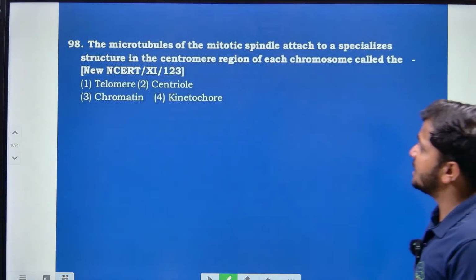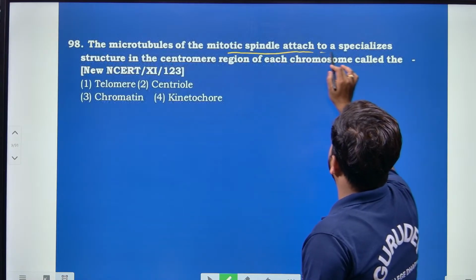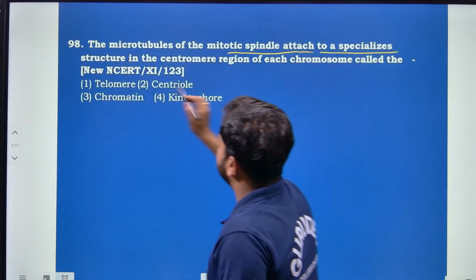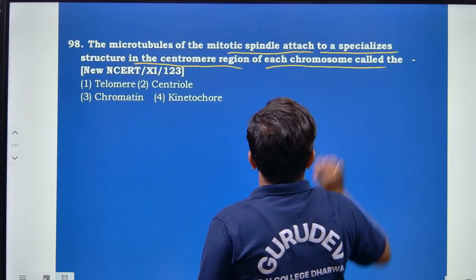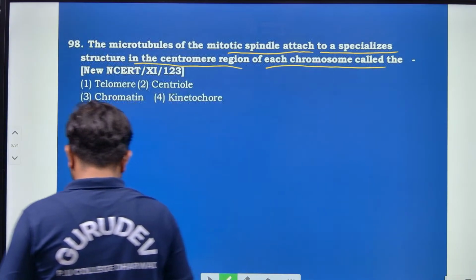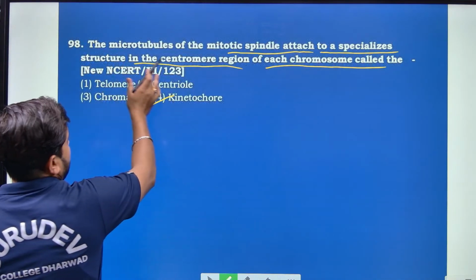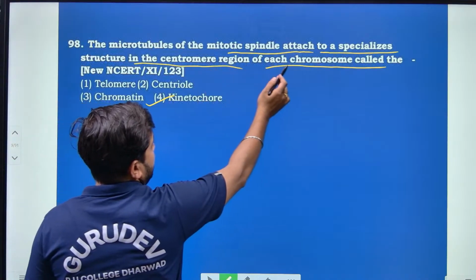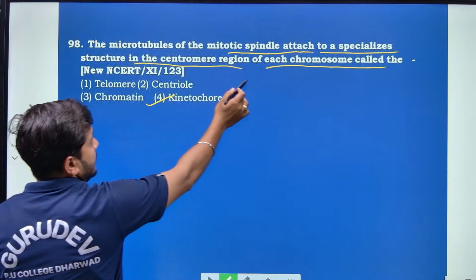Then next question: the microtubule of the mitotic spindle attaches to a specialized structure in the centromere region of each chromosome. What is it called? It is actually called the kinetochore. The microtubule of the mitotic spindle attaches to a specialized structure in the centromere region of each chromosome.